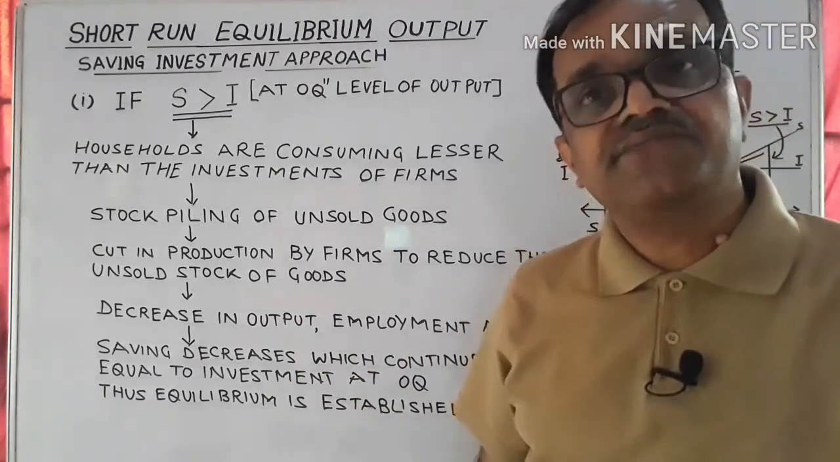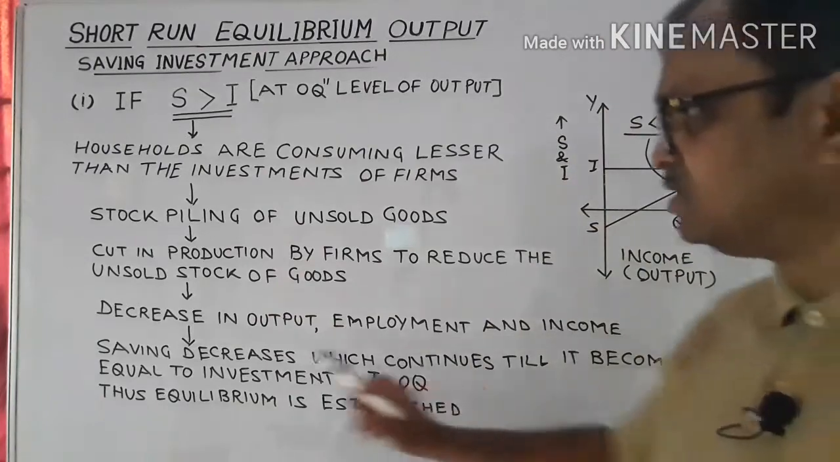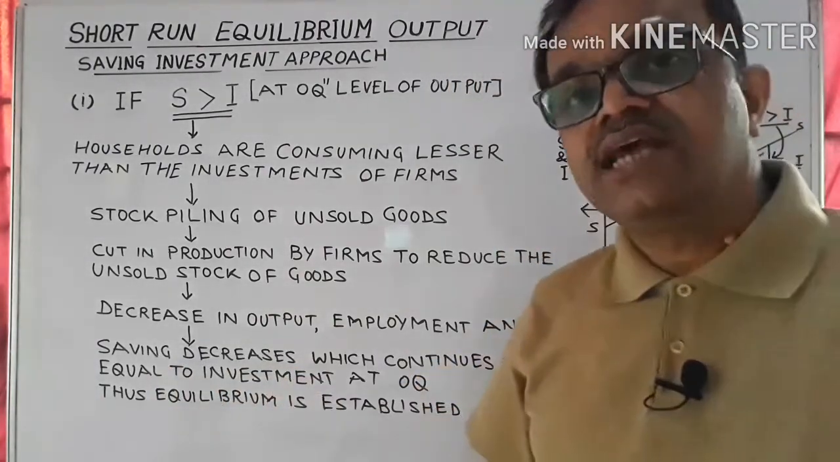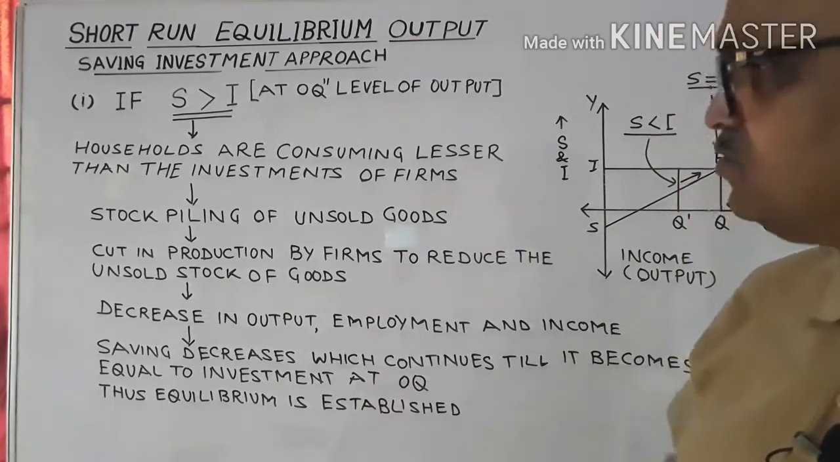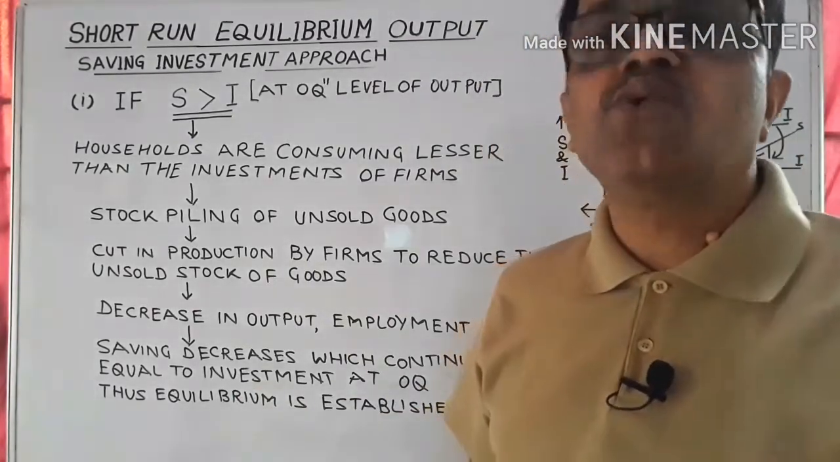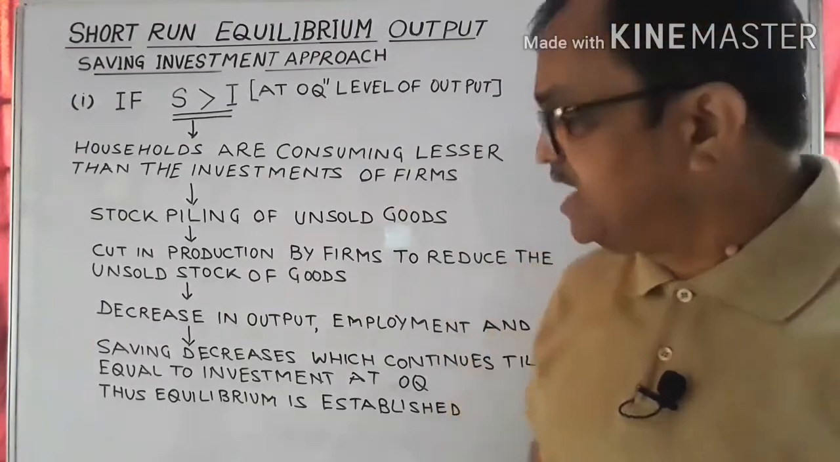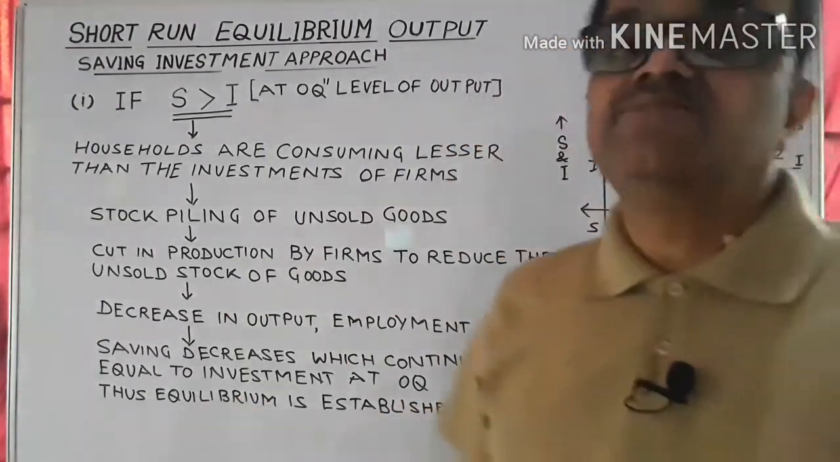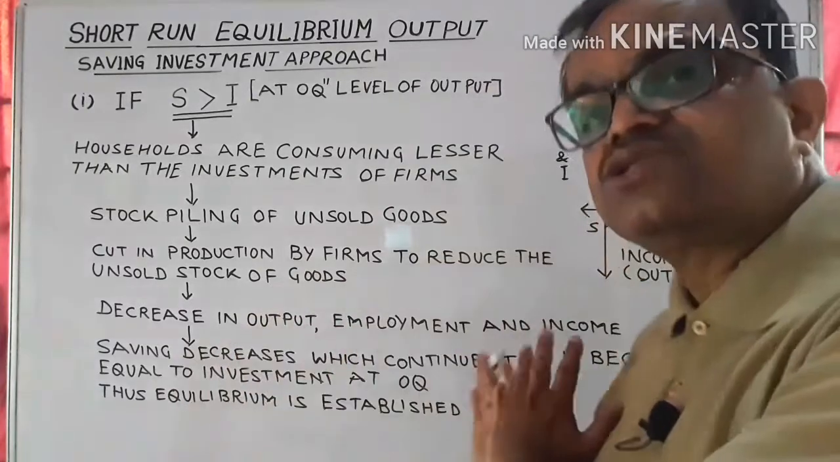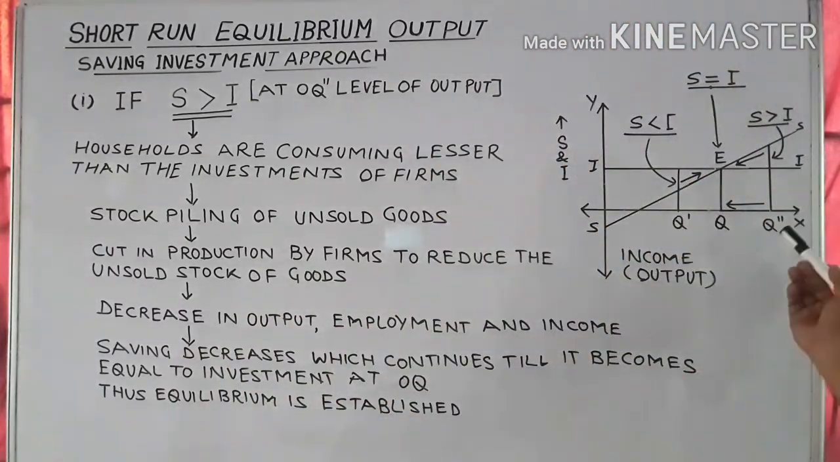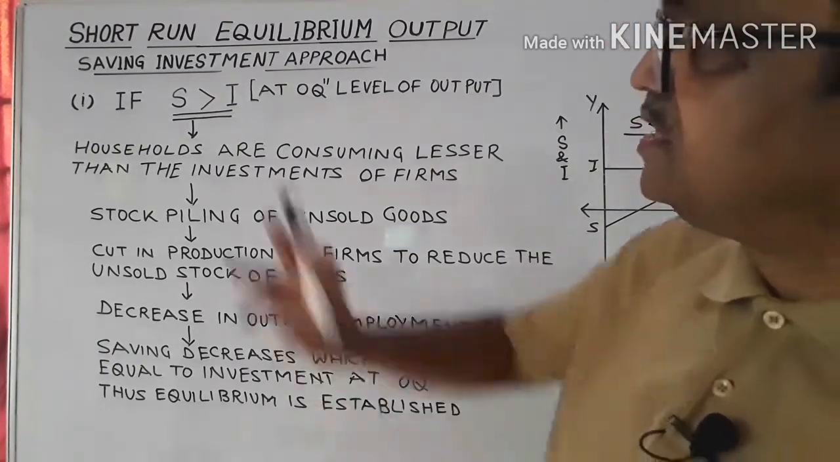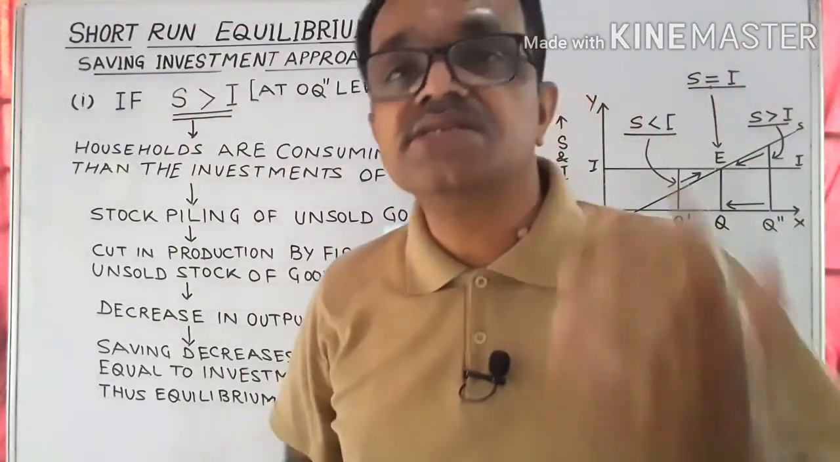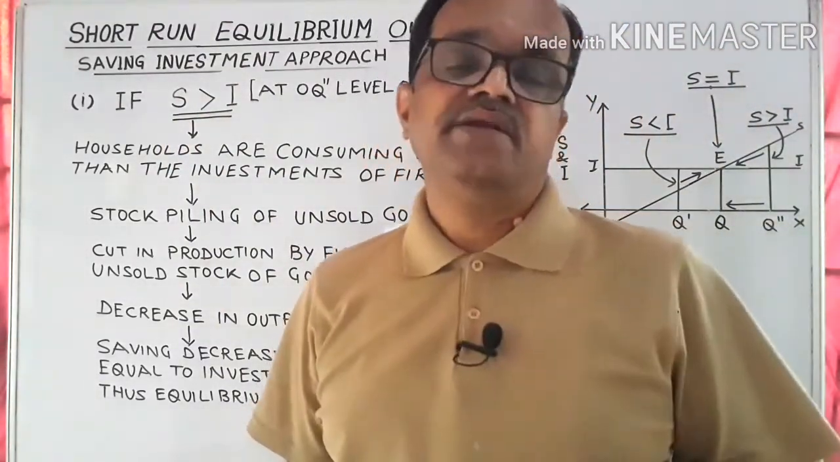And saving is a function of income. So due to the decrease in income, saving also decreases, and that goes on decreasing till it again becomes equal to the amount of investment at OQ level of income and output, and thus equilibrium is established again. So there is a tendency to shift from that level of income, that is OQ double dash, to this OQ level of income, and the equilibrium would be established in the economy if there is a situation of disequilibrium, like saving more than investment.